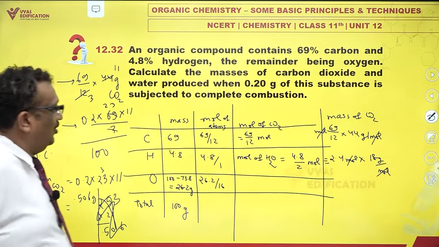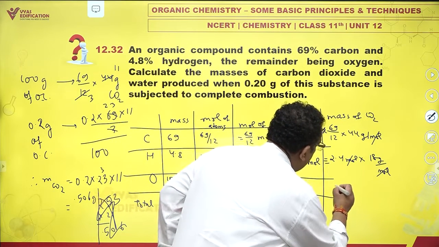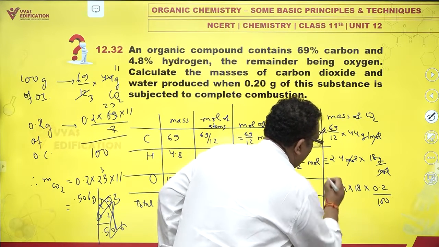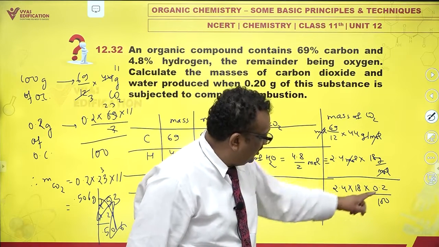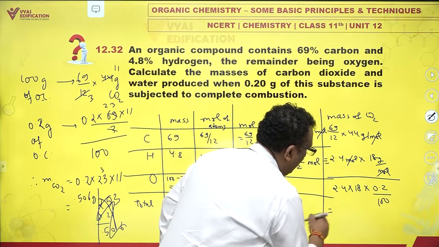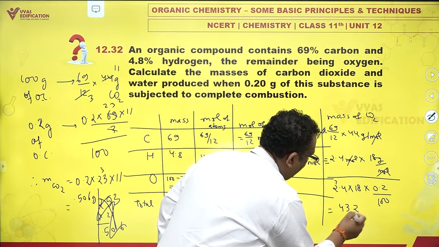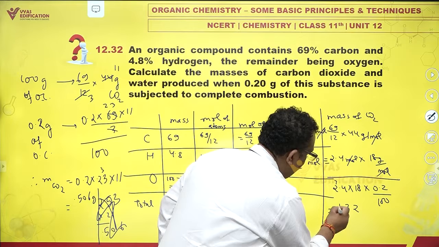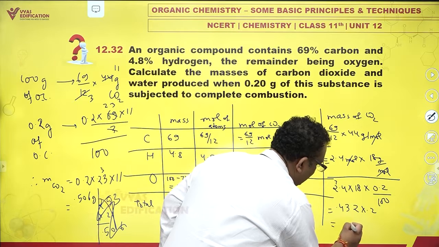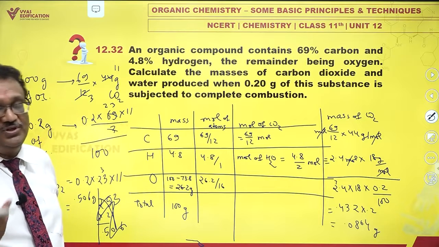Same way, we have mass of water. How much would that be? 2.4 into 18 into 0.2 upon 100. You repeat that thing. Instead of 100 grams, take 0.2 grams. This is the mass you would obtain. And that would come out to be, well, 18 4s are 72, 18 2s are 36, and 43. Fine. So this is 0.432 into 0.2. This is 0.0864 grams. You will get 0.0864 grams of water.